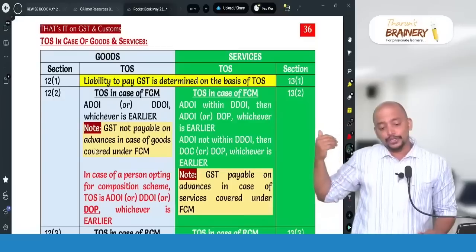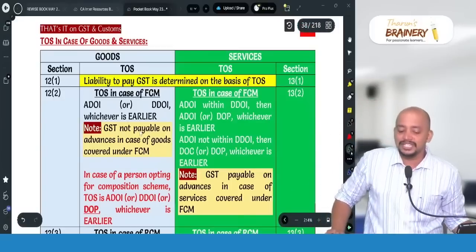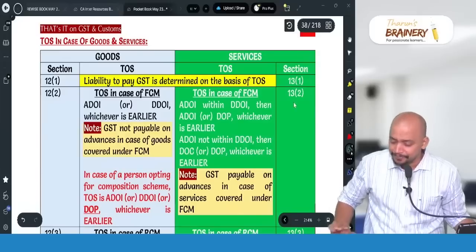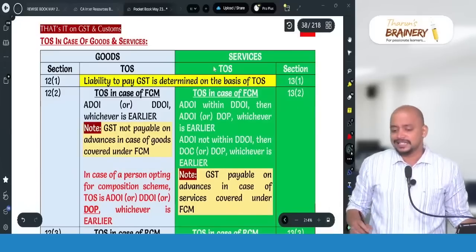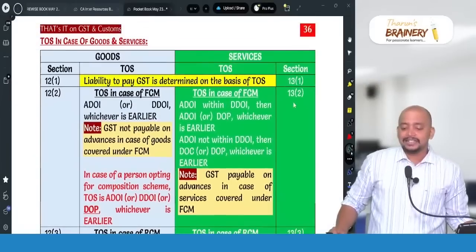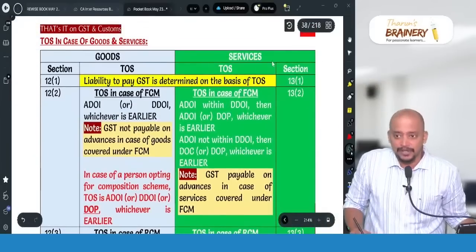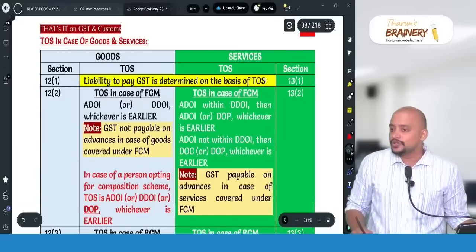Now we are moving on to time of supply in case of goods and services. Time of supply in case of goods is given under section 12 and time of supply in case of services is given under section 13. All these sections are of the CGST Act only, and here subsection 1 talks about liability to pay GST depending upon the time of supply, which is common for both goods and services.